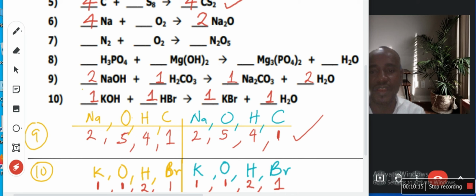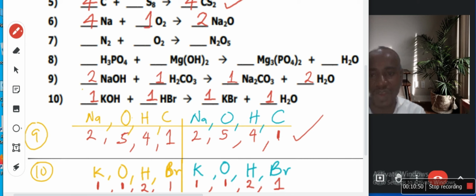Oxygen, how many atoms of oxygen do you have? In the reactant side, 2. Let's go to the product side. How many atoms of oxygen? 1. Are you sure? In the product side, how many atoms of oxygen do you have there? 2. Is oxygen balanced? Yes.